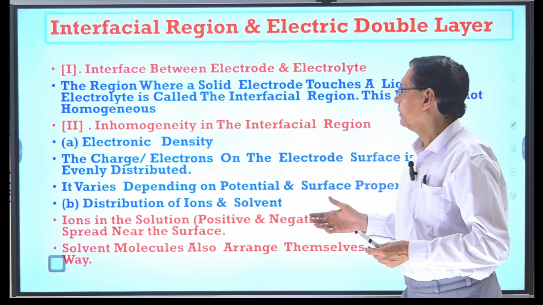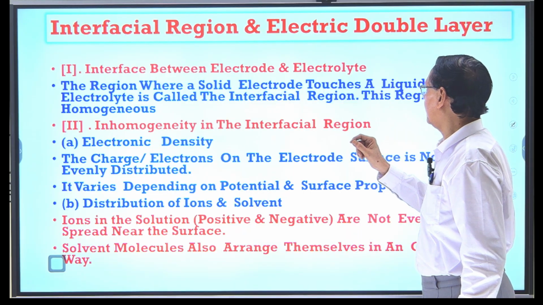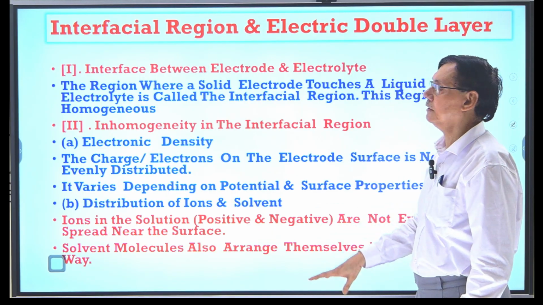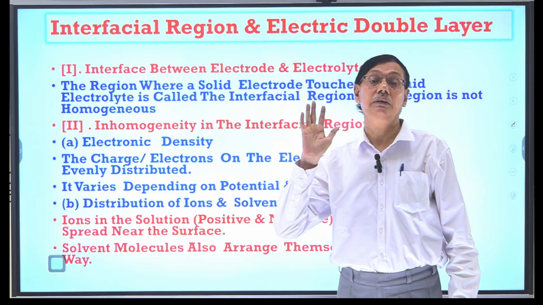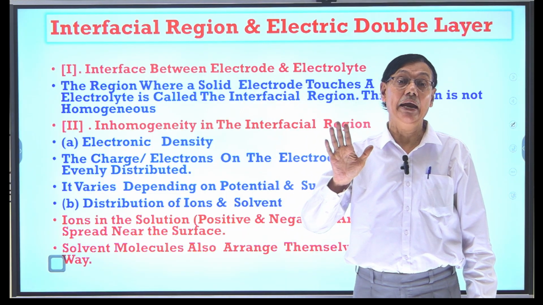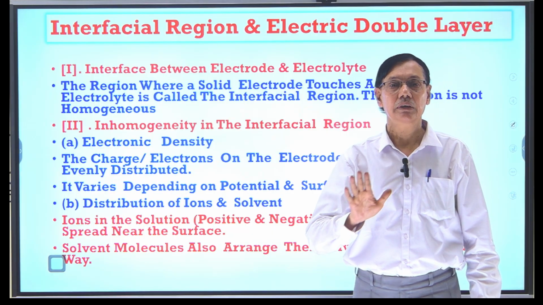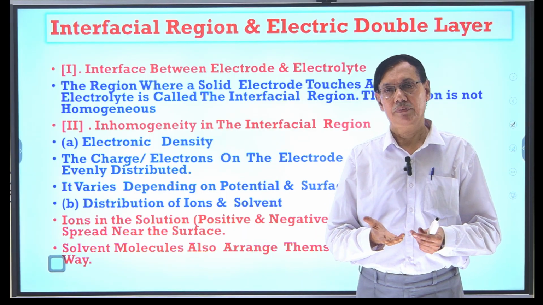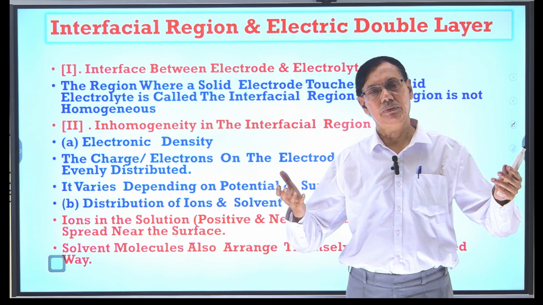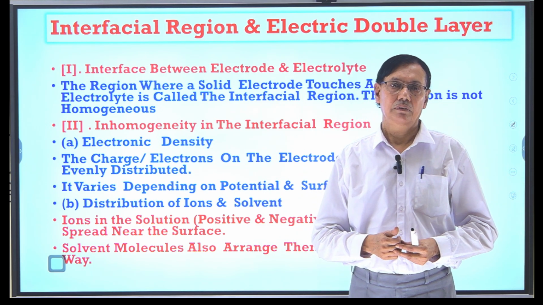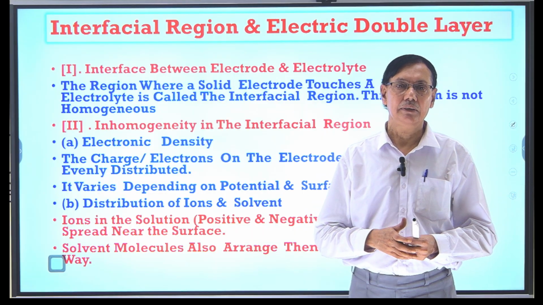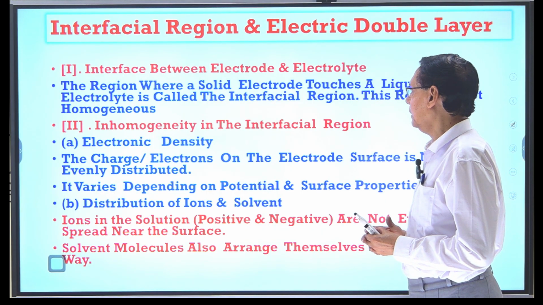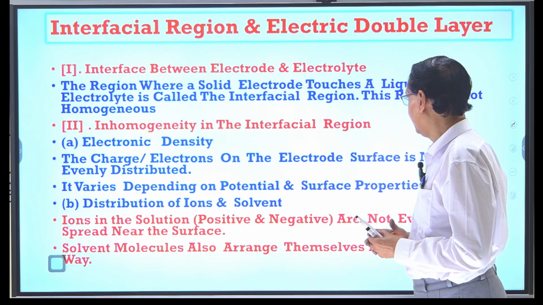changes होगा. So the region where a solid electrode touches a liquid electrolyte is called the interfacial region. And bear in mind that this interfacial region is heterogeneous. It is not homogeneous, inhomogeneous region. क्योंकि it is not equal. देखेंगे अलग अलग, sometimes anions की dominance है, कभी cations की dominance है. Second, this inhomogeneity is in the effect of interfacial region.